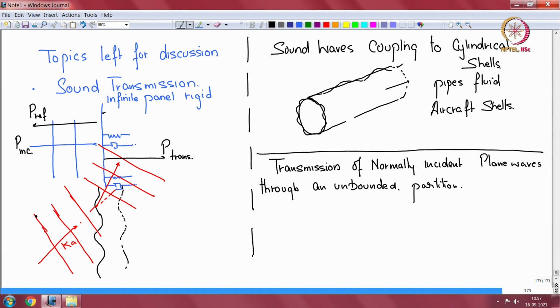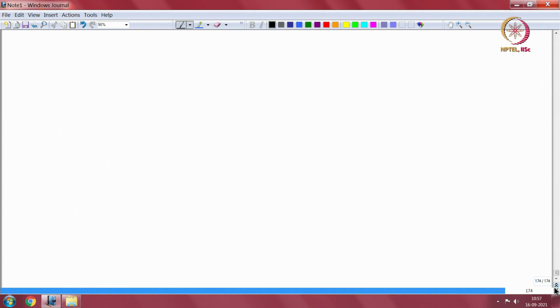Okay, so there is an unbounded partition which goes off to infinity up and down. There is a plane sound wave incident on it, and this is mounted on some springs and dampers and so forth, and we want to find out what is transmitted to the other side. So let me draw the geometry properly. This here is my unbounded partition, goes off to infinity in two directions, up and down.